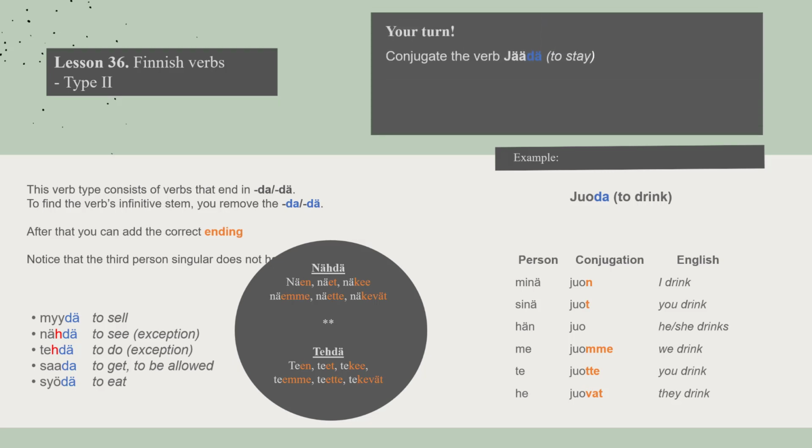Now it's your turn. Try to conjugate the verb jäädä. Minä jään. Sinä jäät. Hän jää. Me jäämme. Te jäätte. He jäävät.